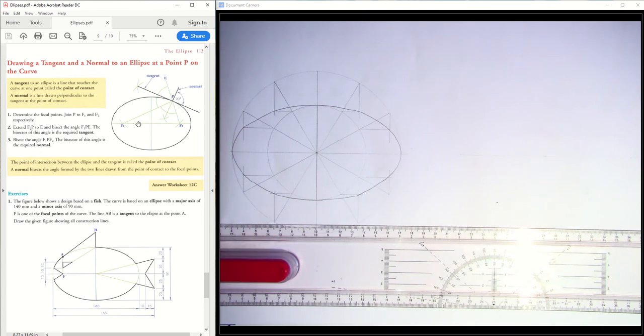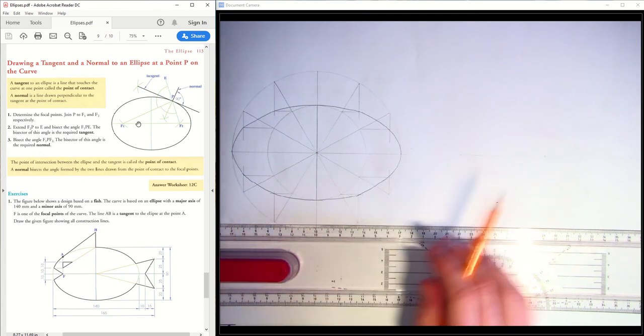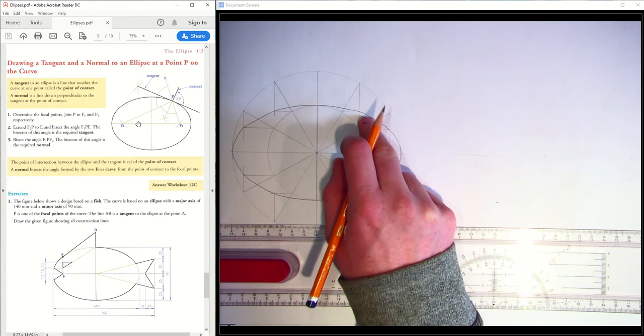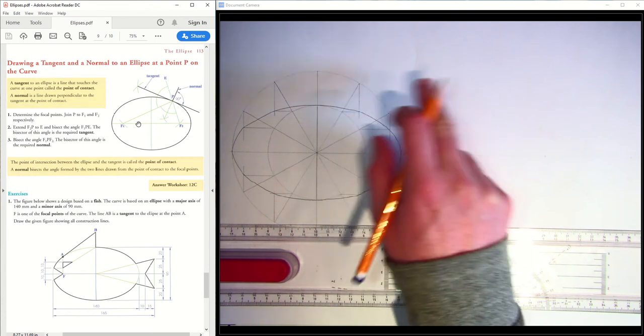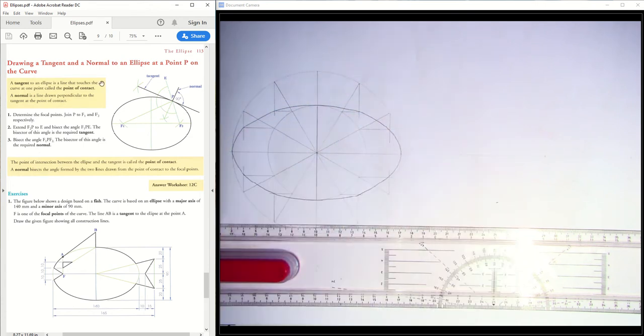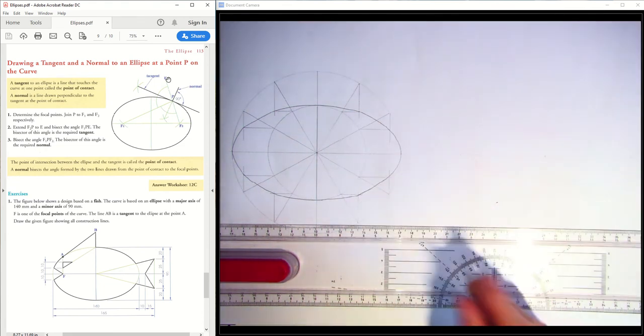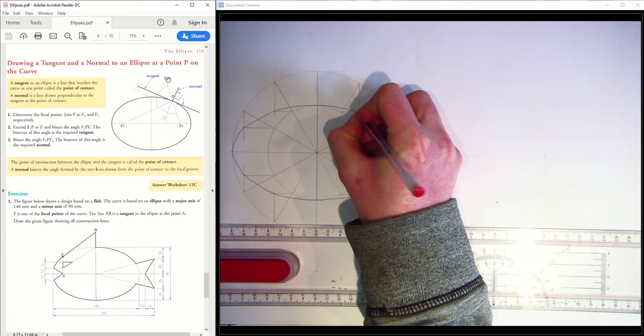Now, there are two different ways we can do this. We can be asked to construct a tangent to the ellipse from a point on the curve or a point outside the curve. For the example we're doing today, we're drawing a tangent to an ellipse at a point P, which is on the curve. I'm going to pick three different points here and show you that the same principle works for any point on the curve. So I'm going to take this point here.